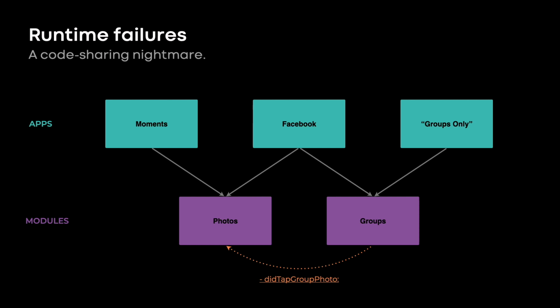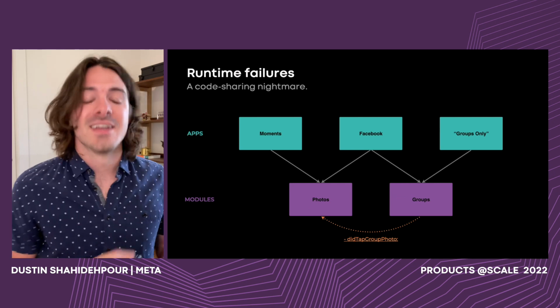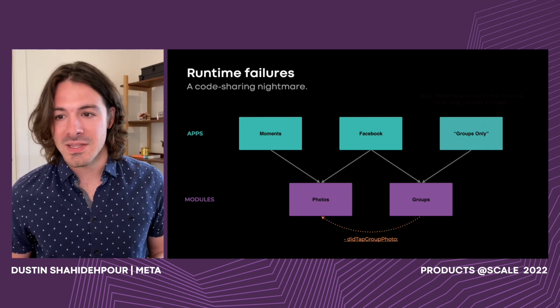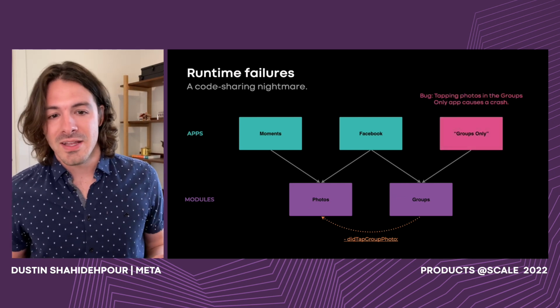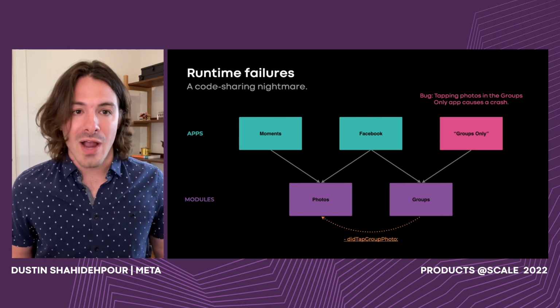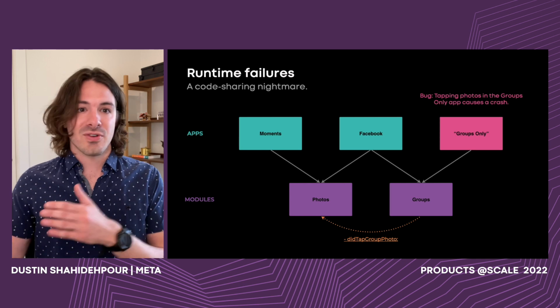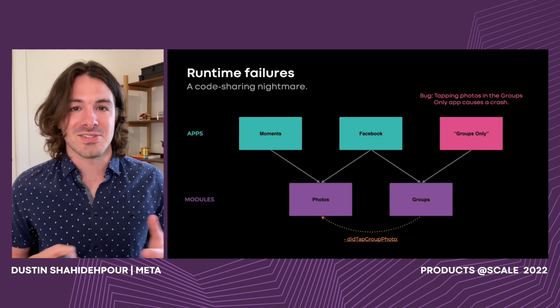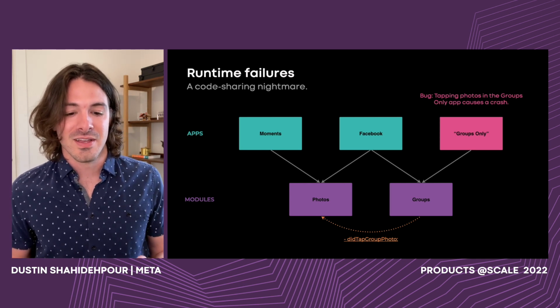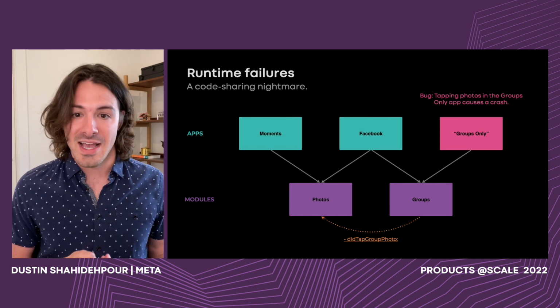So there was a method in there called didTapGroupPhoto, and inside of the code, it would say, go to the module with the ID photo so that you can view the photo. But the issue is, in groups only, there is no photos module, so that code would crash. And there was no way of really knowing that unless you started to test every single path, and this is just like a combinatorial explosion of going from one module to the next.